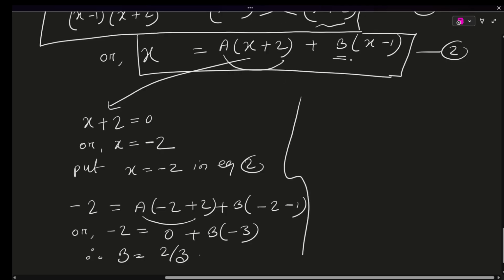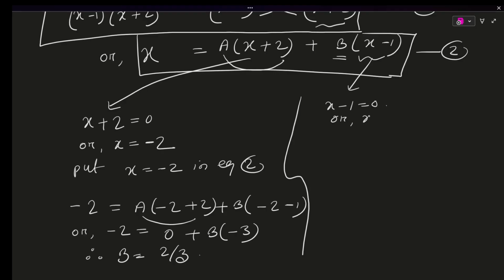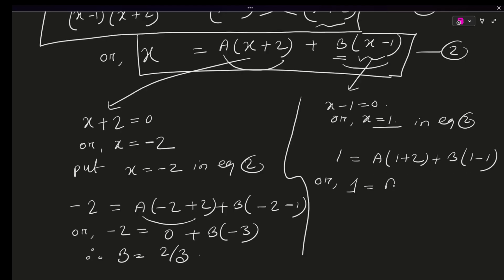For the next case we have here x minus 1. x minus 1 equals 0 or x equals 1. So you can see if we put x equals 1, this whole thing will get 0 and we will get the value of A. Ultimately our main aim is to get the values of A and B. That's why we are doing these things. So we will put x equals 1 in equation 2. So we will get 1 equals A into 1 plus 2 plus B into 1 minus 1, or 1 equals 3A plus 0. So we get A equals 1 by 3.